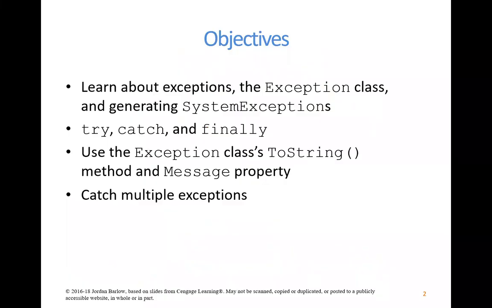The objectives for this video are to learn about exceptions in general, the exception class, and what happens when an application generates system exceptions. We're going to learn the syntax of using the try, catch, and finally keywords. We're going to use the exception class's ToString method and message property to help us show the user more information about the error that they encountered. And we will talk about how you can catch multiple exceptions and multiple types of exceptions.